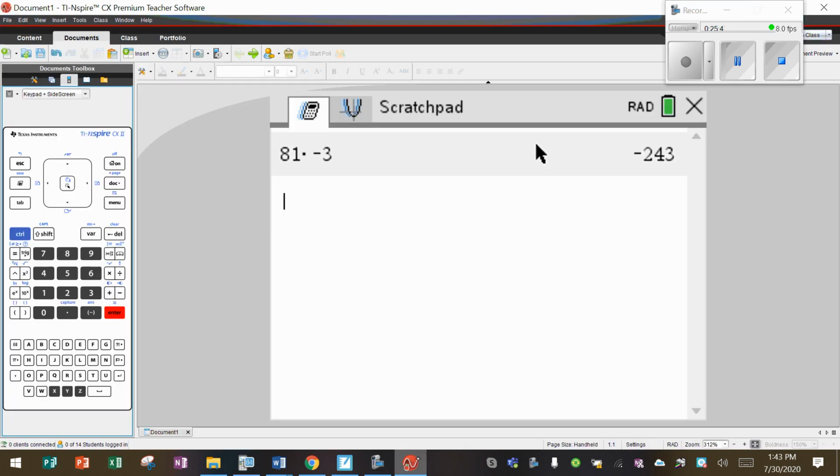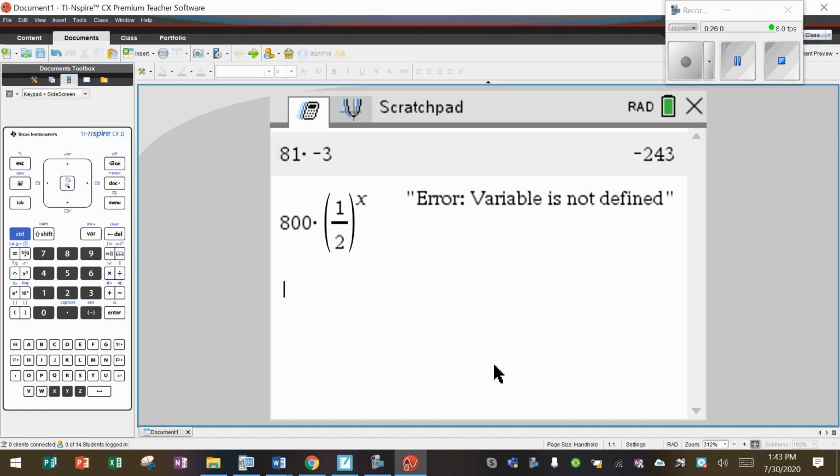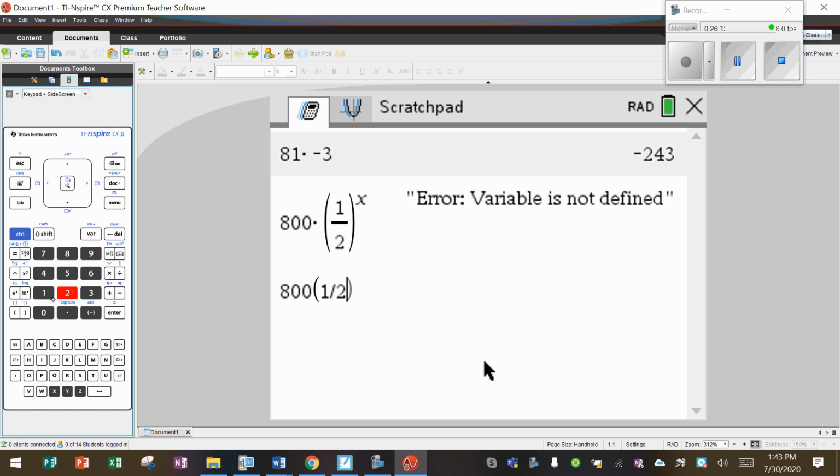If you have an Inspire, we can do the same thing. 800 times 1/2 with an exponent of x. Oh, we want an exponent of 8. Silly me. That's the equation. We want to evaluate the equation with an exponent of 8. There we go.